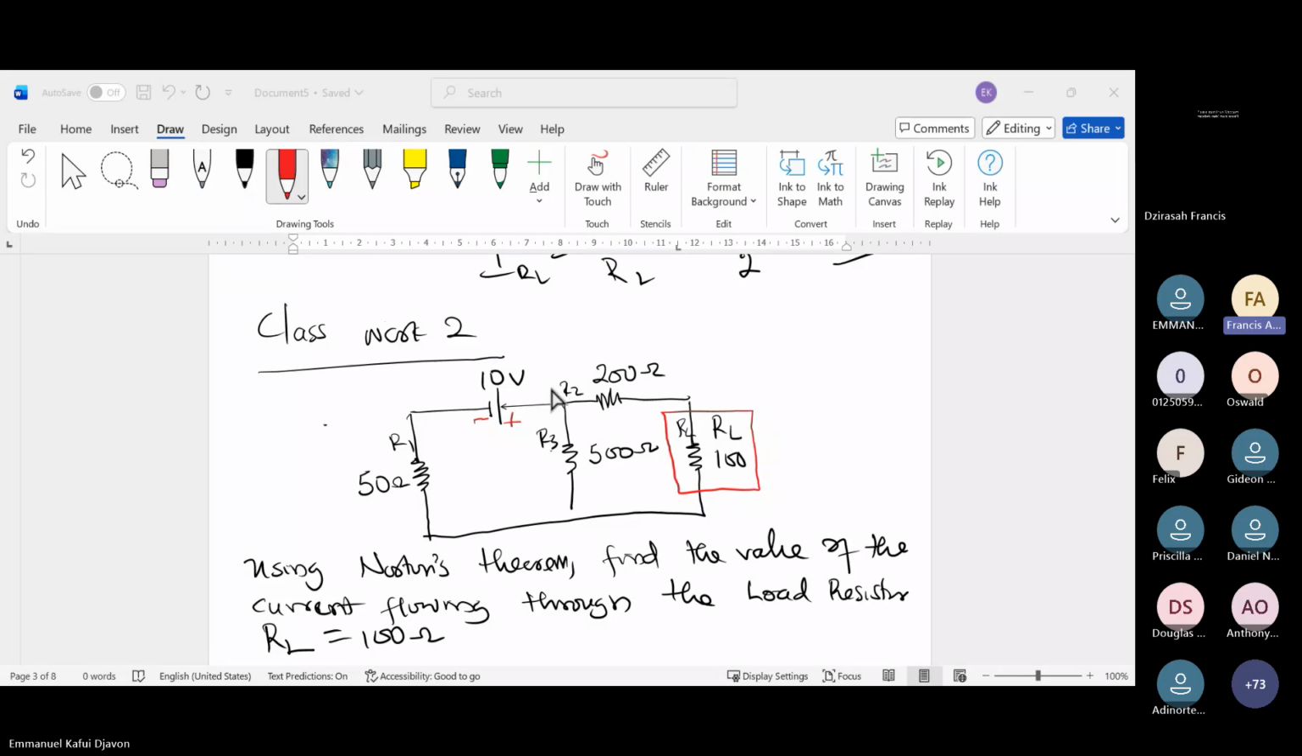No, that is not the final answer. That one is for the total resistance. Yes, for the total resistance. So now we have our total resistance, and then we have the current. So you multiply so that we get our total voltage, before we can now calculate the current in the load resistance.